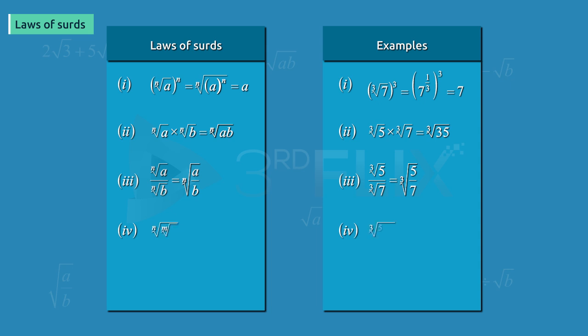Nth root of mth root of a equals mth root of nth root of a equals nmth root of a. Nth root of a equals n into qth root of a power q. This is important for changing the order of the surds, or nth root of a power m equals n into qth root of a power m into q.